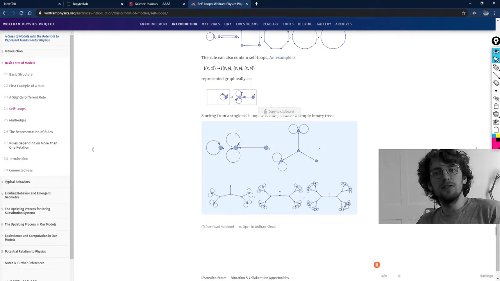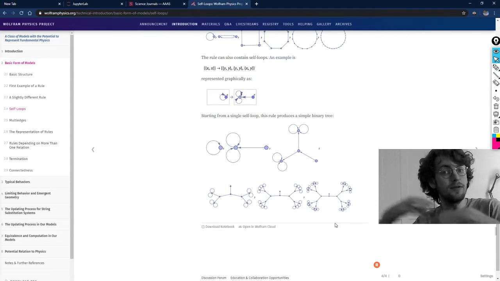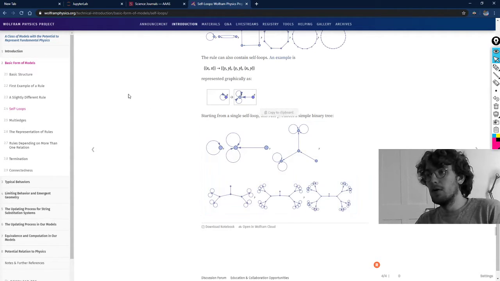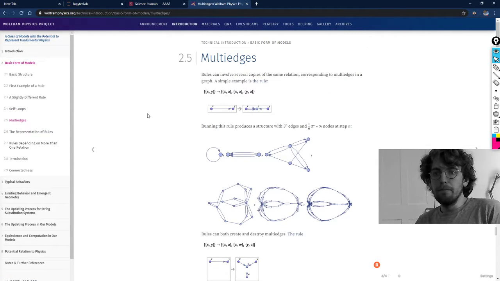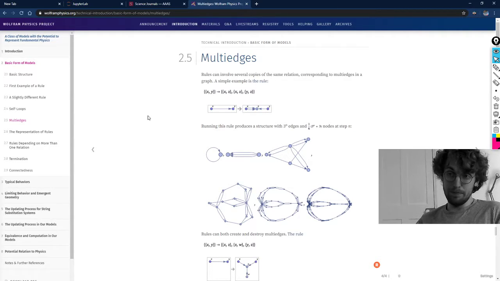This particular thing gives us a branching tree, because every time we do it, we get 2 more loops. Therefore, next time we pull 2 more loops out, we have multi-edges where we can have multiple of the same shape.